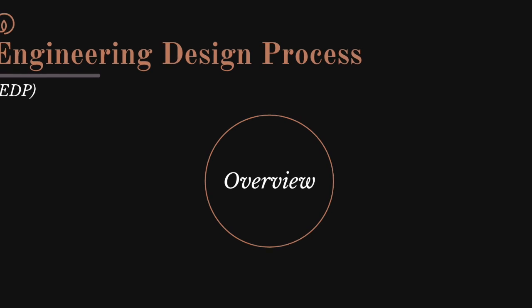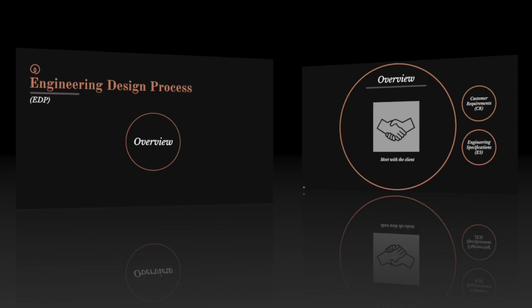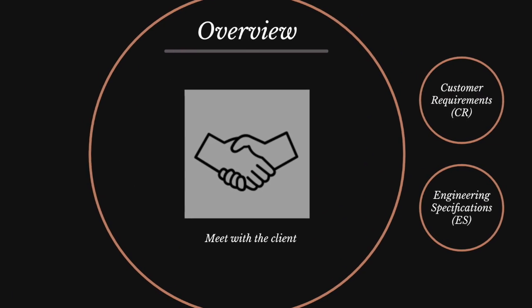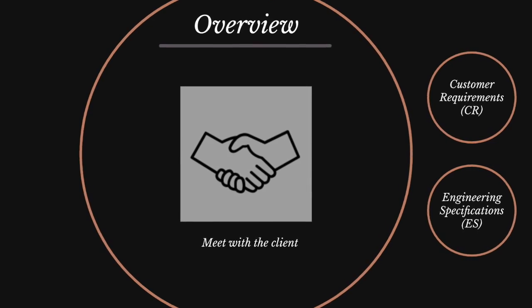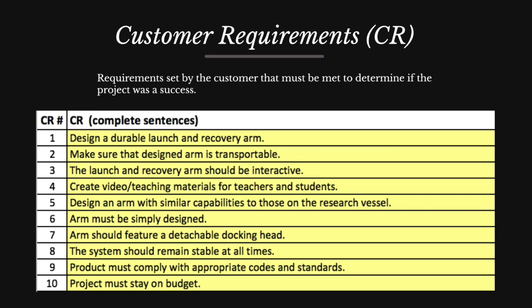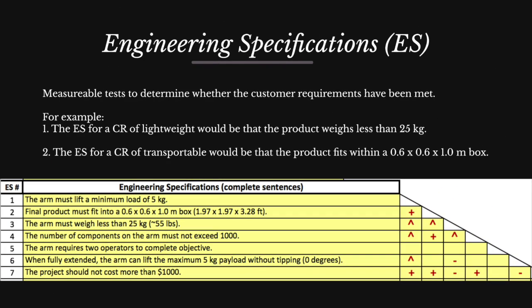We underwent what is commonly known as the engineering design process, or EDP for short. The first step in EDP is to communicate with our customer to see what it is that they want us to achieve. In your case, this might come in the form of a problem statement. In our case, we were asked to build a functional model of the launch and recovery system that you saw in our previous video. We then created a list of customer requirements, followed by a list of engineering specifications, which are measurable tests to determine the success of fulfilling the customer requirements.